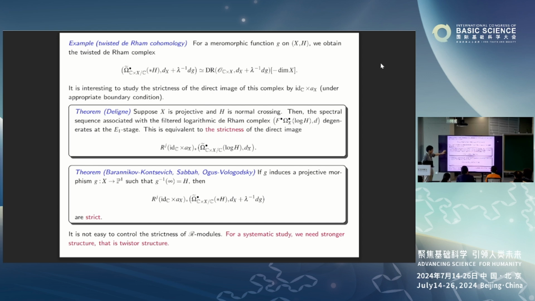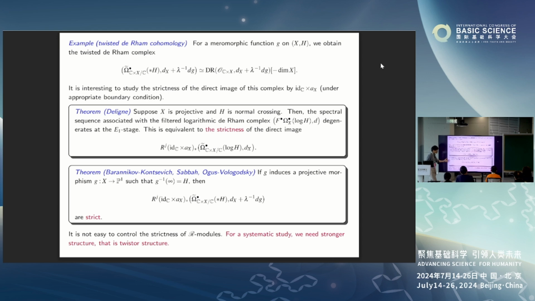The most famous result is a theorem of Deligne. So we consider the case g equals 0, the untwisted case, and suppose X is projective and H is normal crossing. Then the spectral sequence associated with the filtered logarithmic de Rham complex degenerates at the E1 stage. And this is equivalent to the strictness of the direct image of this kind. And this is a very deep theorem based on Hodge theory. And another famous result is a theorem of Barannikov and Kontsevich. They consider the case where g induces a projective morphism from X to P^1, and H is precisely the pole of g. In this case, they proved the strictness of this direct image.